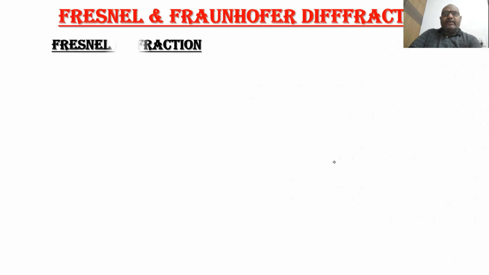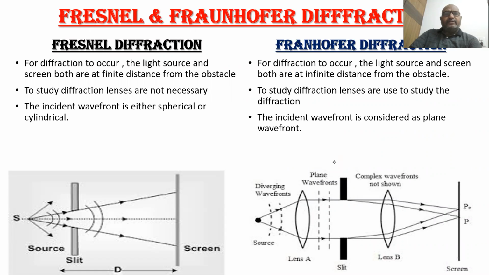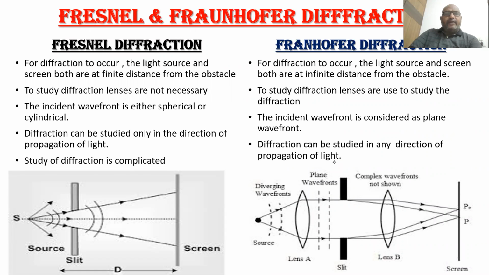So what is the difference between Fresnel and Fraunhofer diffraction? In Fresnel diffraction, the light source and the screen are both at a finite distance from the obstacle. Lenses are not necessary to study it. The incident wavefront is either spherical or cylindrical in shape. Fresnel diffraction can be studied only in the direction of propagation of light. The study of diffraction is complicated in Fresnel.